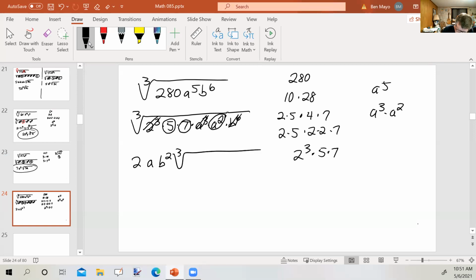Now I'm going to take the leftovers that are inside and multiply them back together, 35a squared.